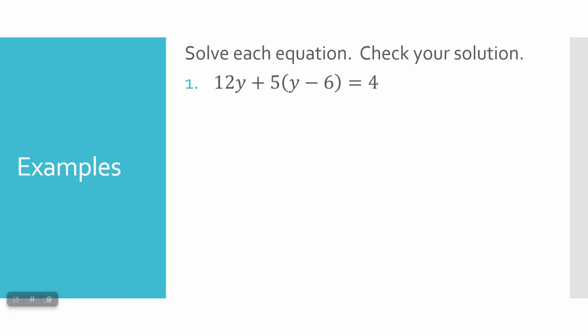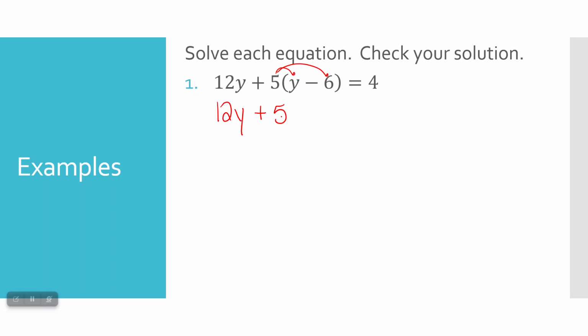So we have the distributive property, and hopefully you can also see that y appears in this equation more than once. Before we can combine any like terms, we do need to distribute. That should always be your first step. So I'm going to bring down the 12y, and now I'm going to distribute.